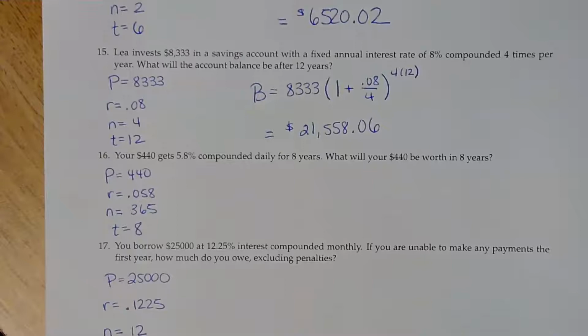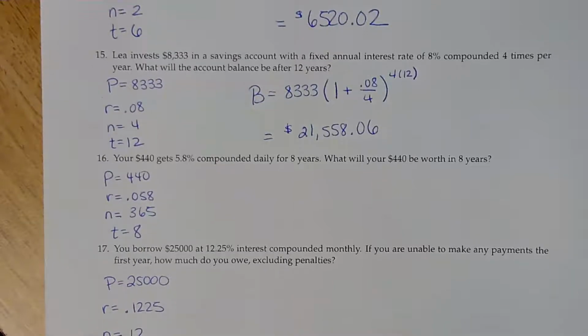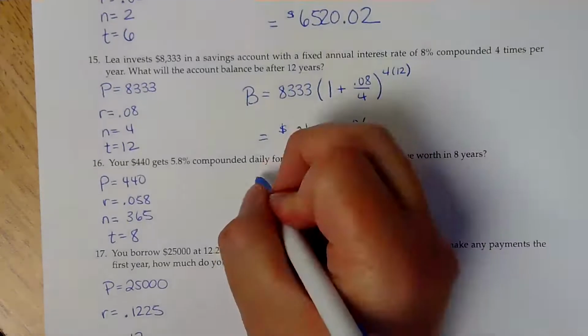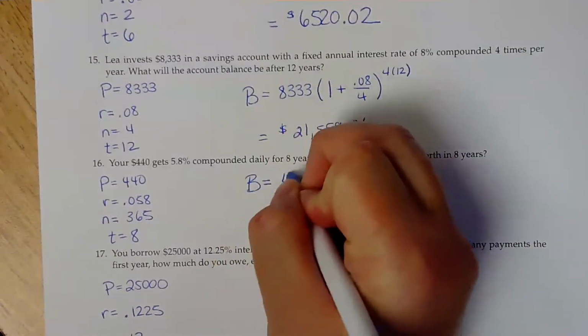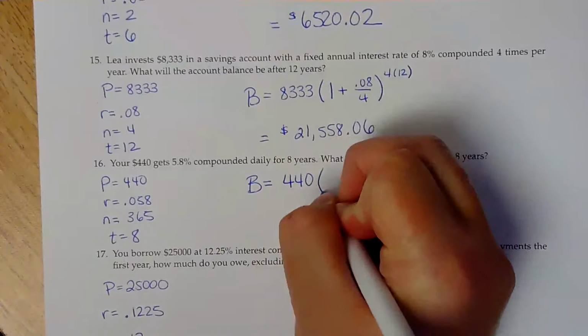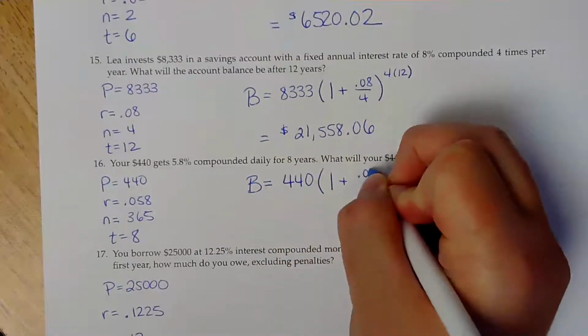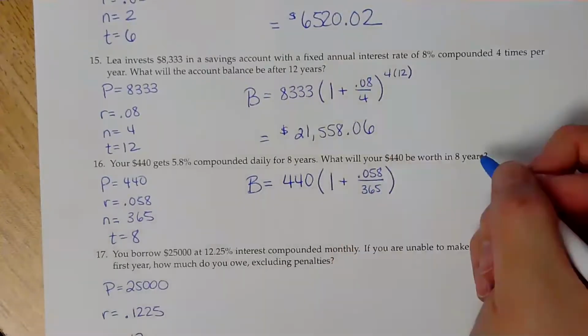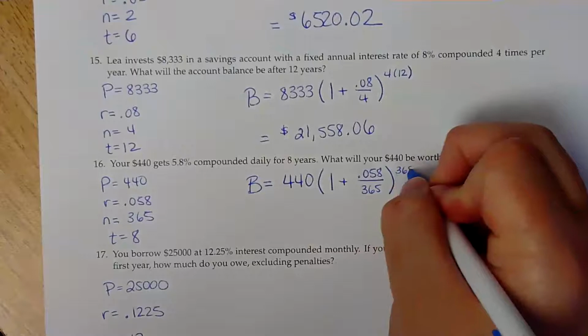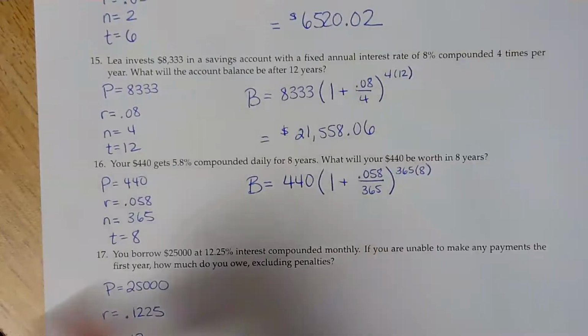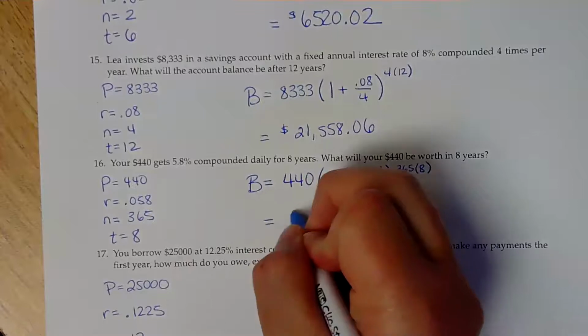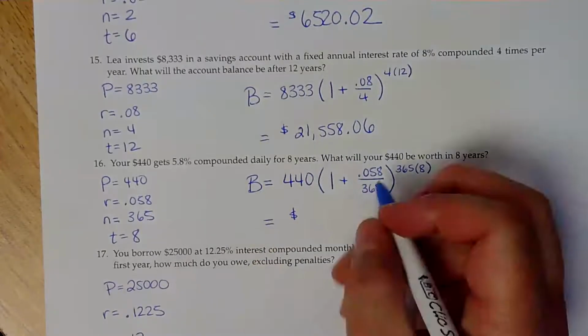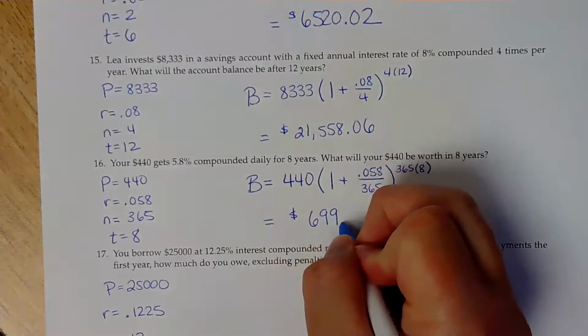All right, number 16, my P is 440, R is 0.058, N is 365 for the daily, and then T is equal to 8 for the years. So my balance in my account, I have 440 times the quantity 1 plus 0.058 divided by 365, and that quantity is going to be raised to the exponent of 365 times 8. Okay, and when I put that in my calculator, it looks like after 8 years, my account is going to have $699.76.